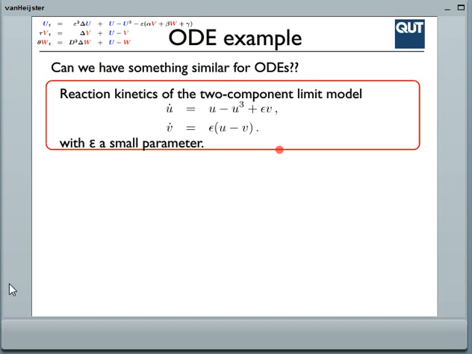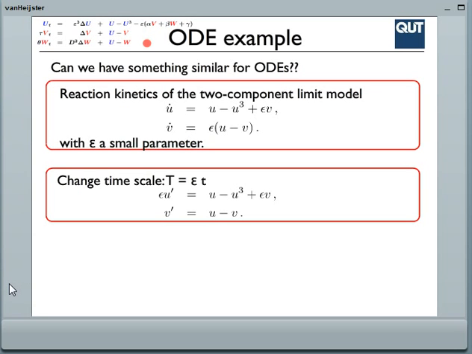We have a two component reaction kinetics. This is a sort of limit of the original model which I started with. U dot is U minus U cubed plus epsilon times P, and P dot is epsilon times U minus P. The epsilon is again small. So let us now rescale time.